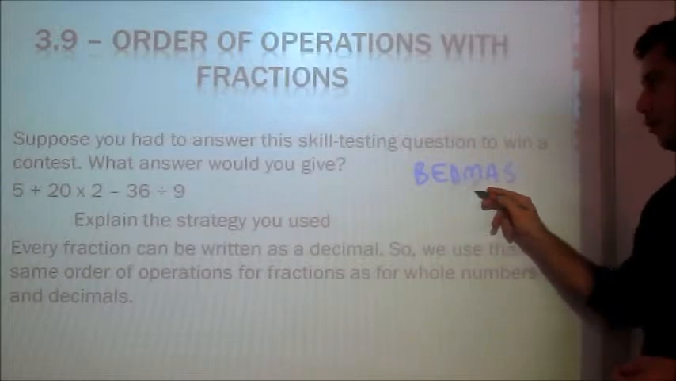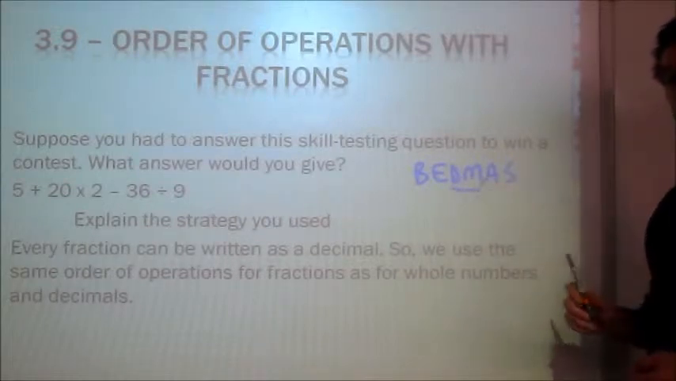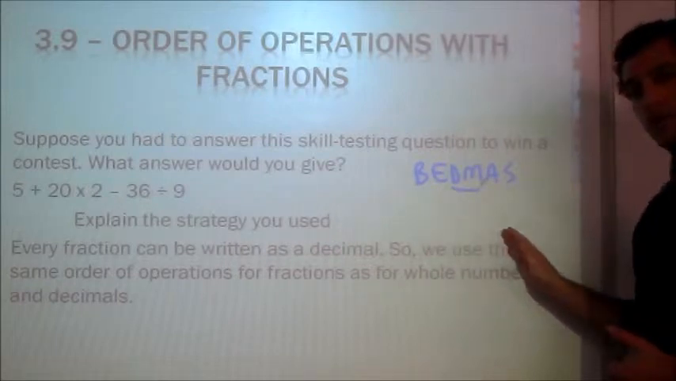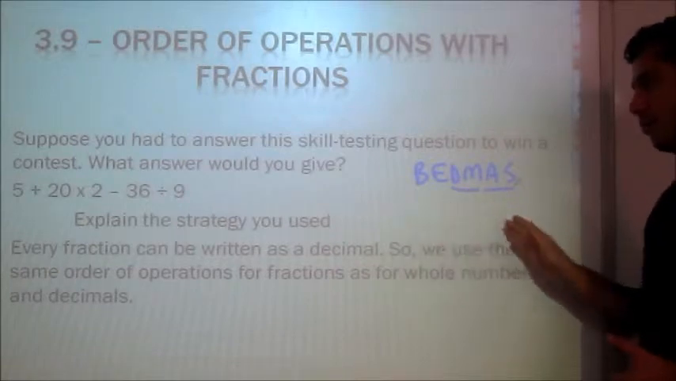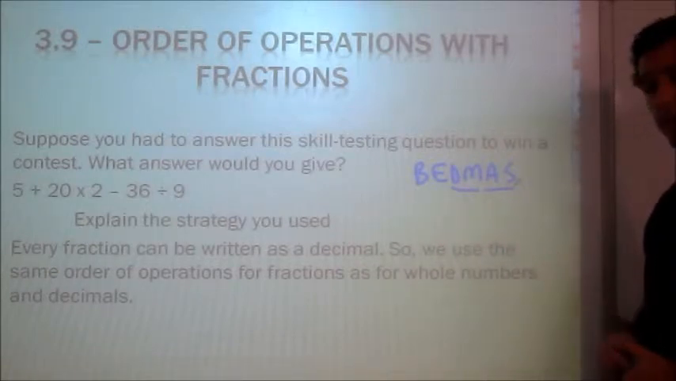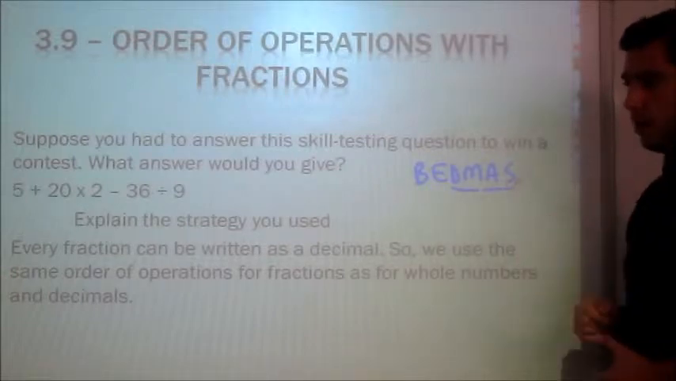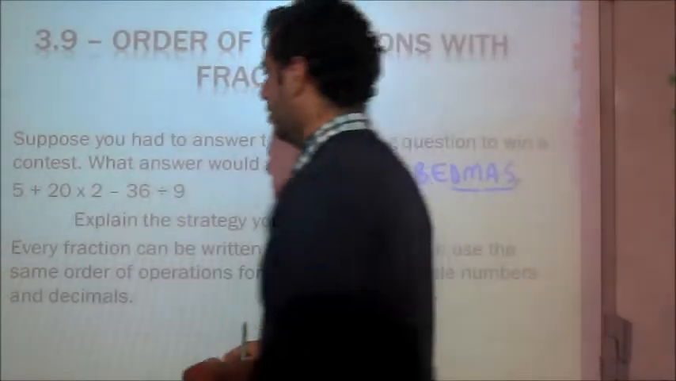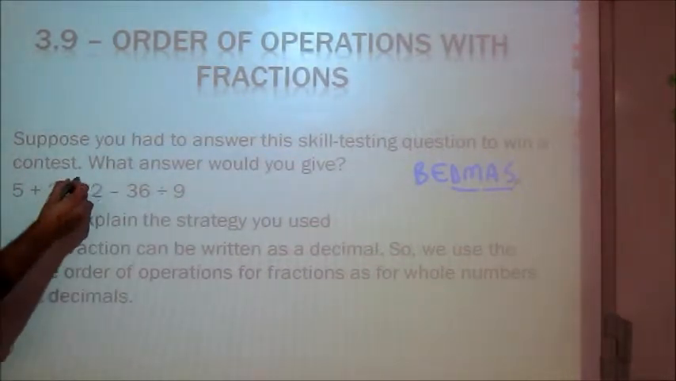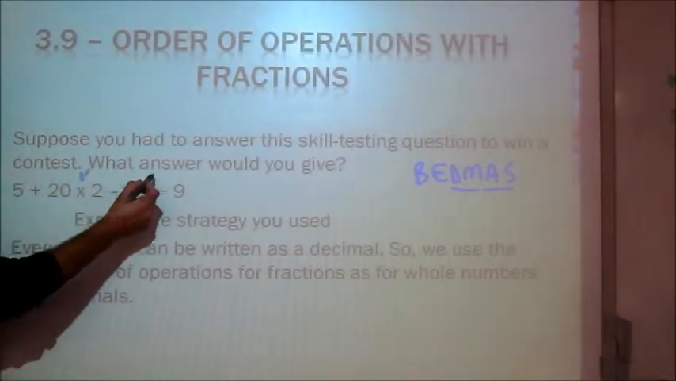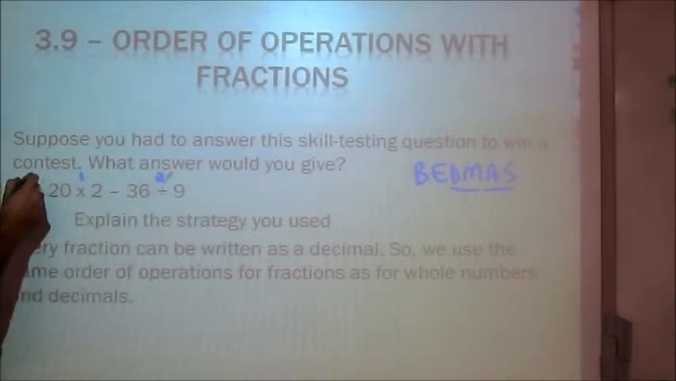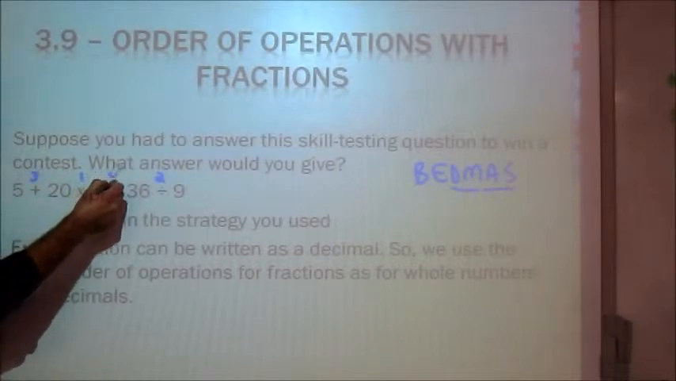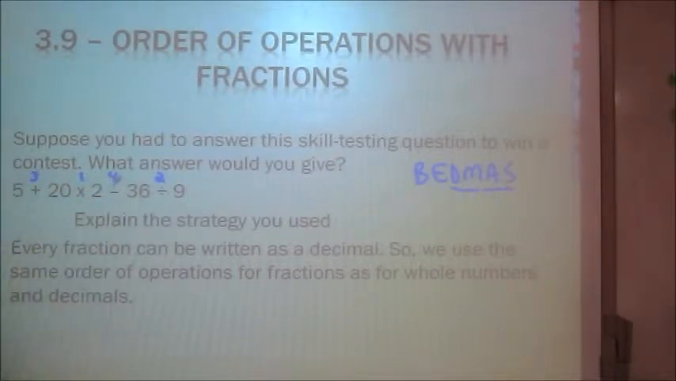D and M are grouped together. D is division, M is multiplication, and they are solved from left to right. Addition and subtraction are the same, so they're solved left to right. So this problem should be solved like this. Multiplication will come first, then division, so we multiply and divide left to right. Then we add, and then we subtract. That's the order we should be using to solve this problem accurately.